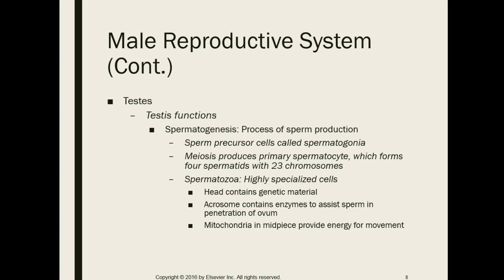So we start with the spermatogonia, and then meiosis takes place. We end up with a primary spermatocyte, which is going to divide into 4 spermatids, which then mature into the sperm cells. So most men will continue to produce significant numbers of sperm throughout their life, but that number will slowly diminish as age increases.